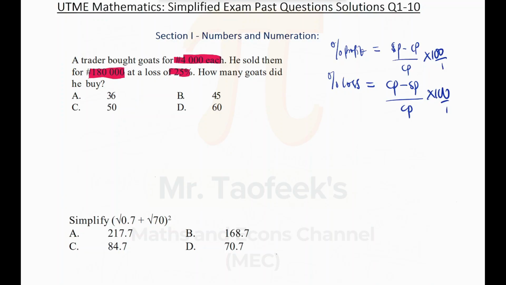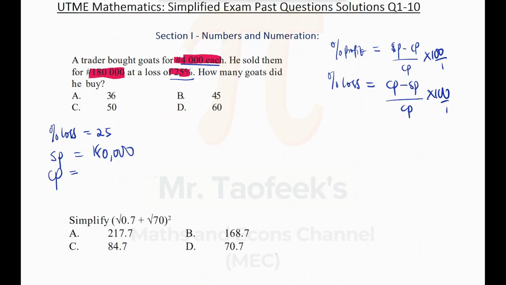So our percentage loss in this question is 25, and our selling price according to the question is sold them for 180,000. So that is our selling price, 180,000. And finally your cost price, which is what? Now the cost price, we need to be careful here. He bought goats for 4,000 naira each. This is not the total cost price. This is just the cost price of one goat. How many goats did he buy?